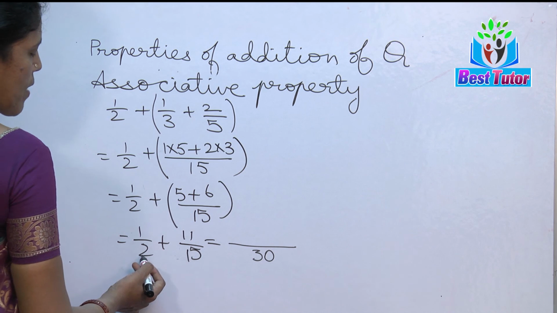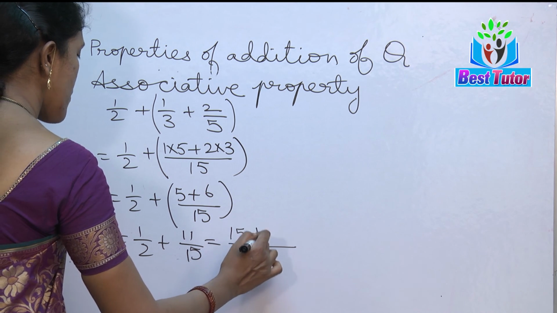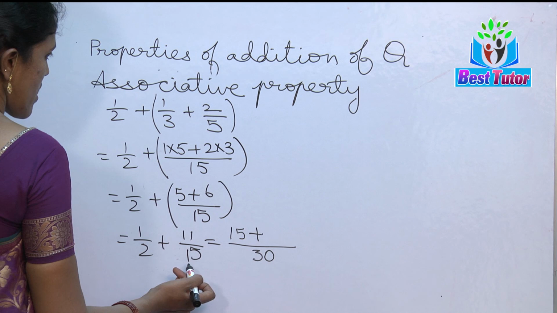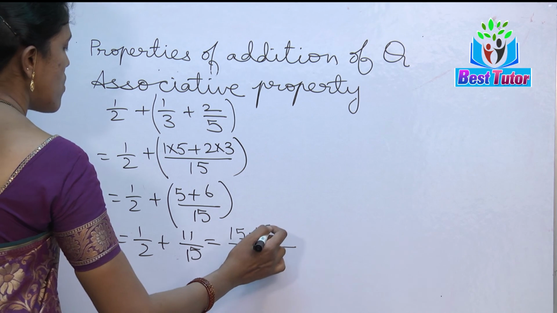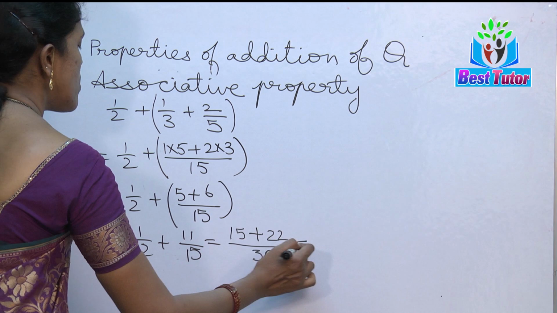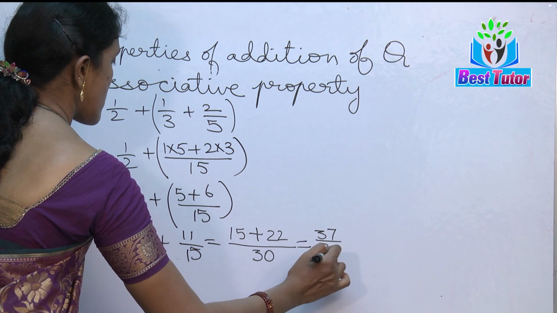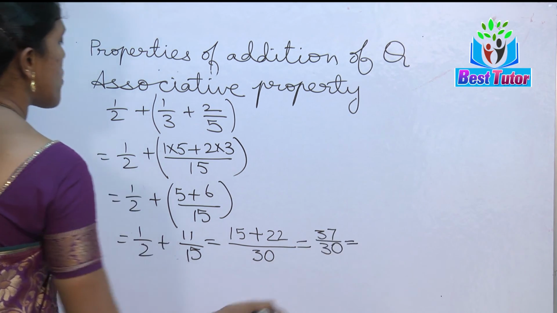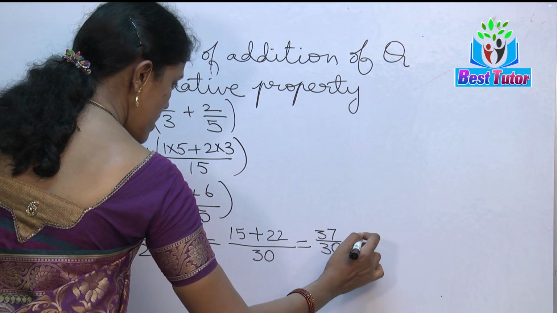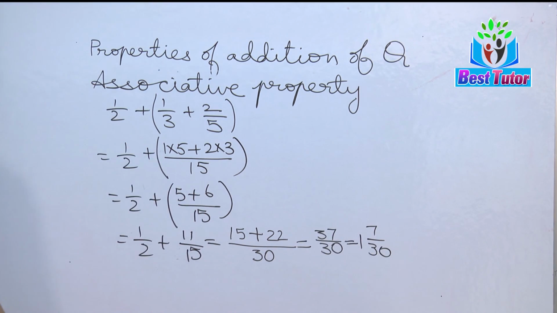With which number should I multiply 2 to get 30? 15. So the numerator will be multiplied by 15. How about 15? 15 2s are 30. So 11 should be multiplied by 2 and the answer is going to be 22. So 15 plus 22 is going to be 37 by 30. If I convert it into a mixed fraction, it's going to be 1 7 by 30 or 37 by 30 as such.